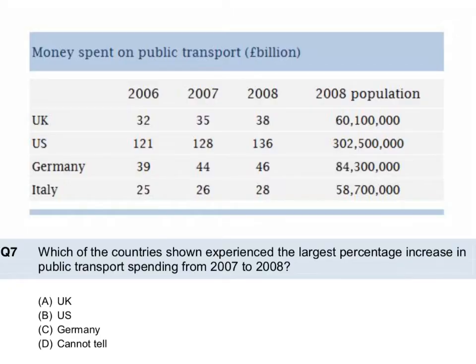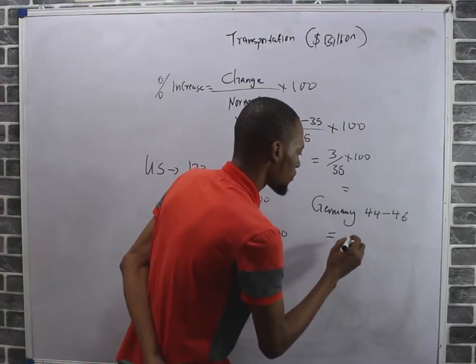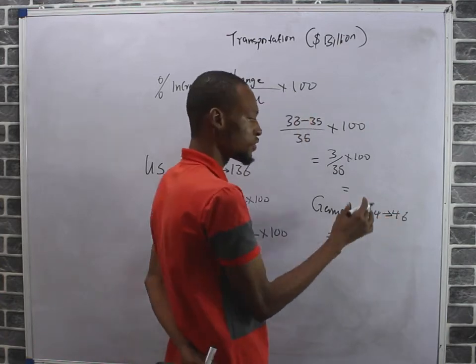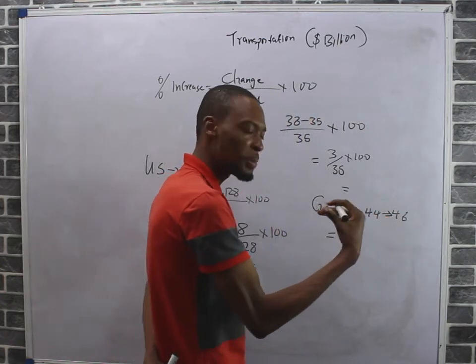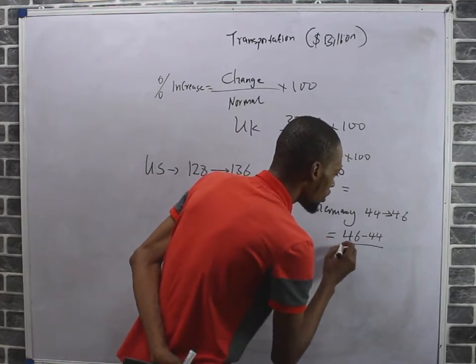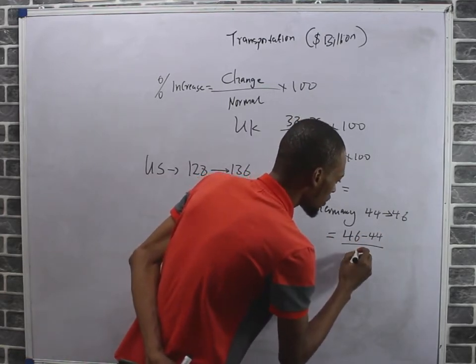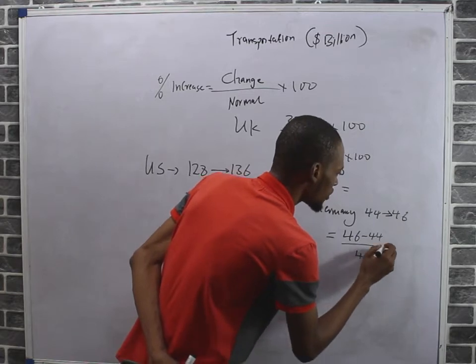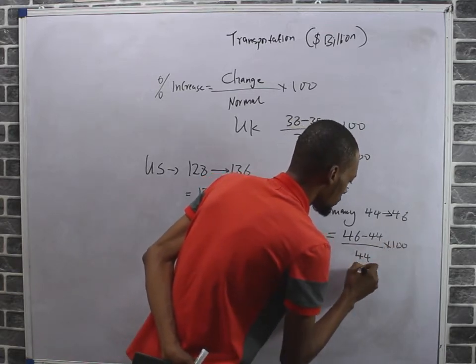Now look at the next country. Germany moved from 44 to 46. The increase will simply be the change. You move from 44 to 46, which means the change is 46 minus 44 all over the initial one, 44 times 100.